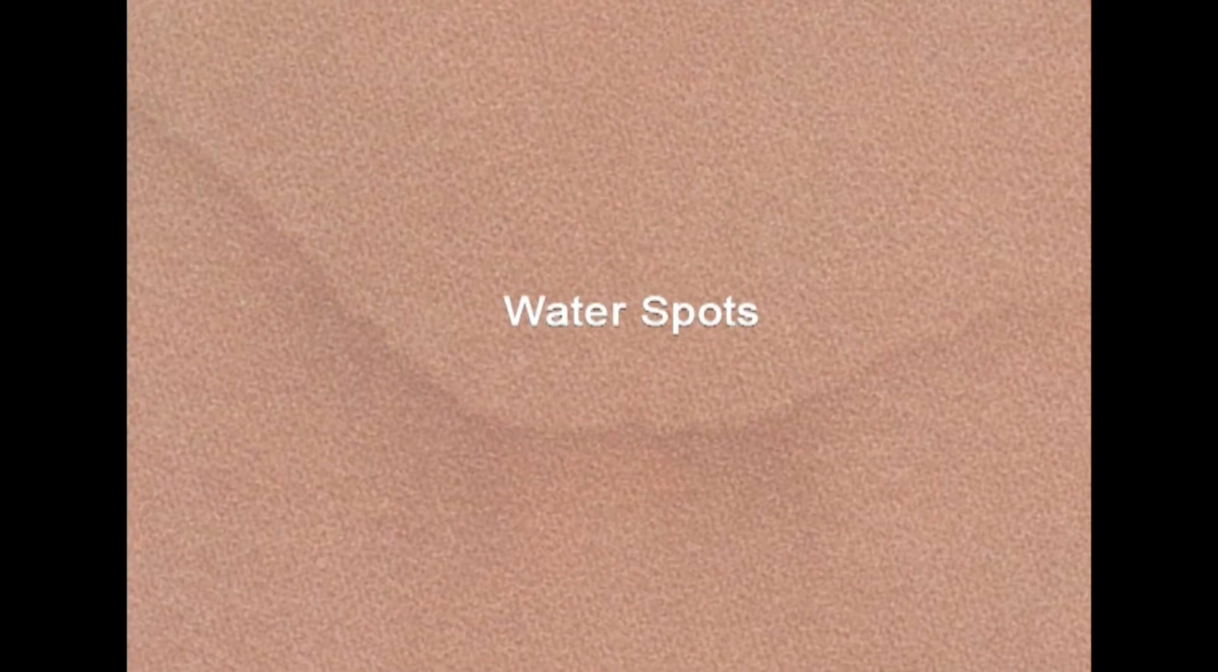And we have water spots. Now, water spots are usually caused by wet fabric being allowed to remain too long before drying. Color migrates, leaving blotchy spots. Definitely, this is a major defect.